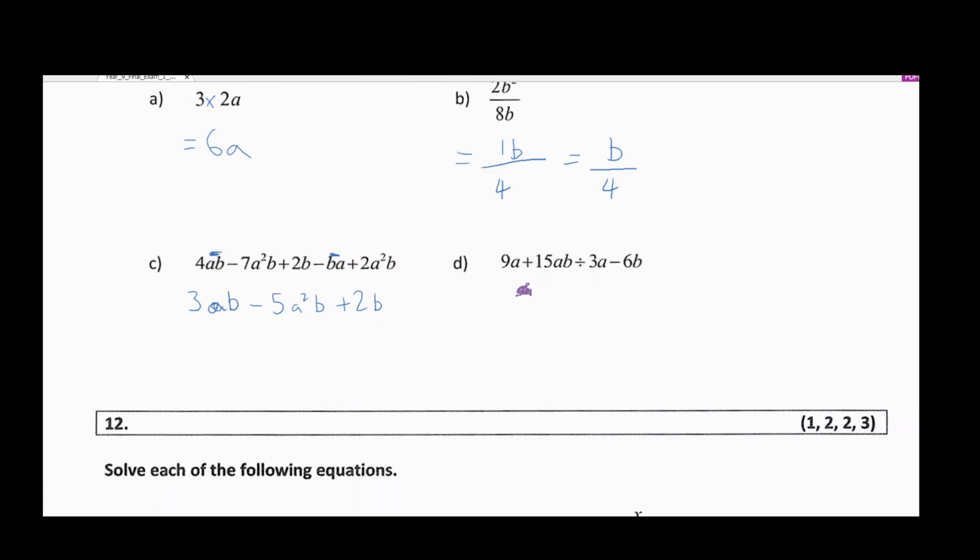This one, we've got 9a. First of all, we'll deal with the divide. Just leave the 9a there. So 15ab divided by 3a. So 15 divided by 3 leaves 5. a divided by a is 1, so it goes away. And we're just left with b there, minus 6b. And that equals 9a. 5b minus 6b is minus b.